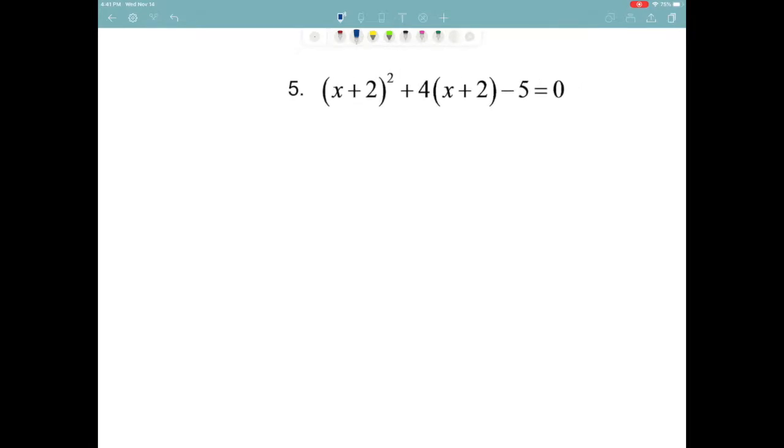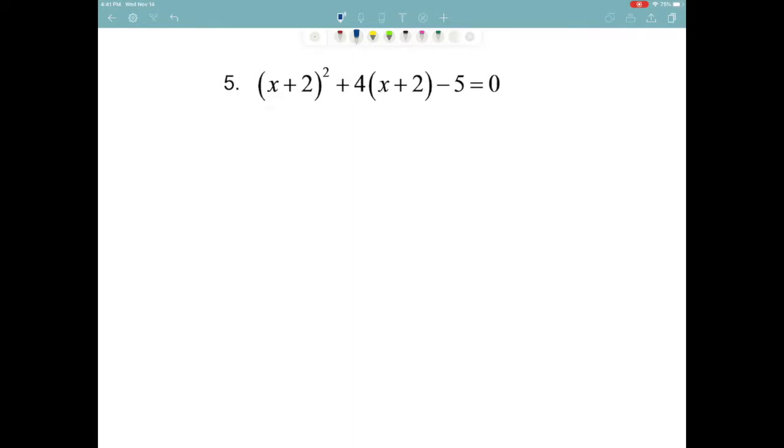Now number 5, we have kind of a special case here. We have the quantity of x plus 2 squared plus 4 times the quantity of x plus 2 minus 5 equals 0. There are several approaches you could take to solve this one.